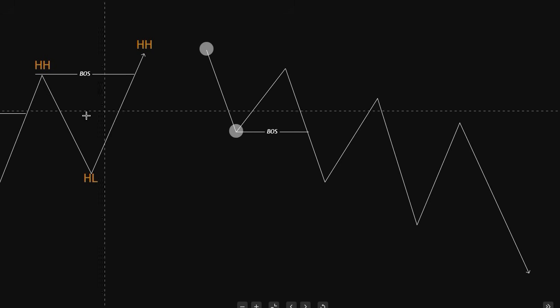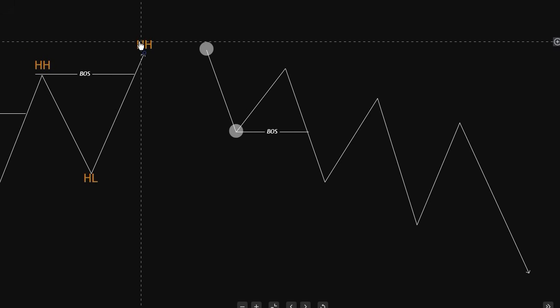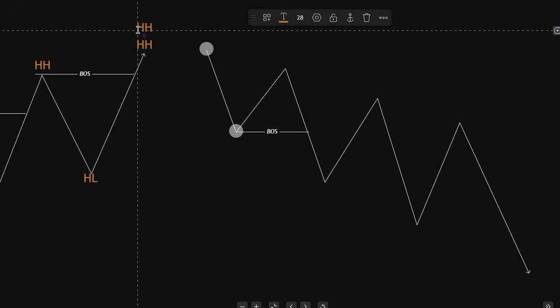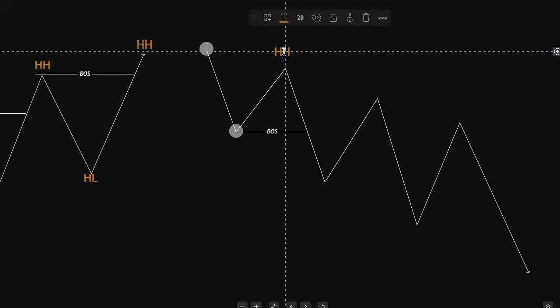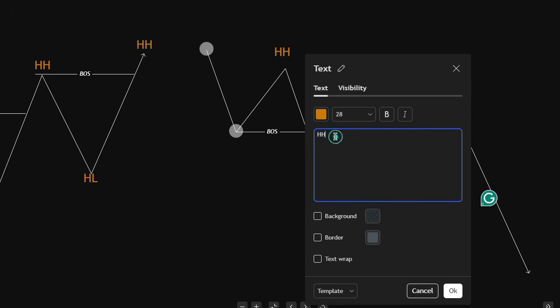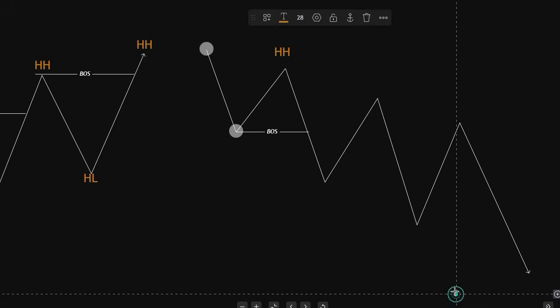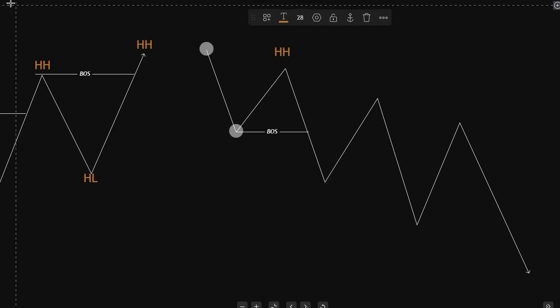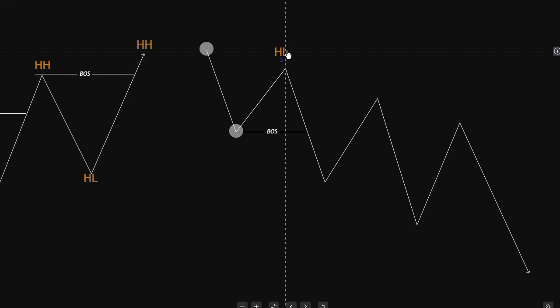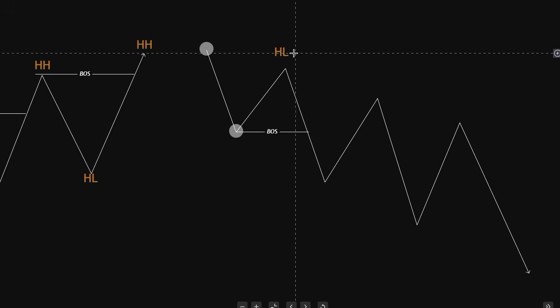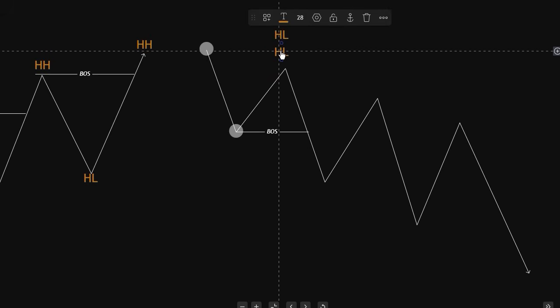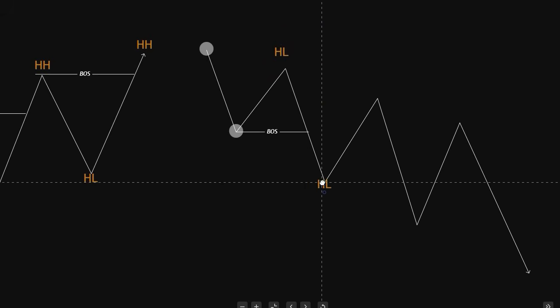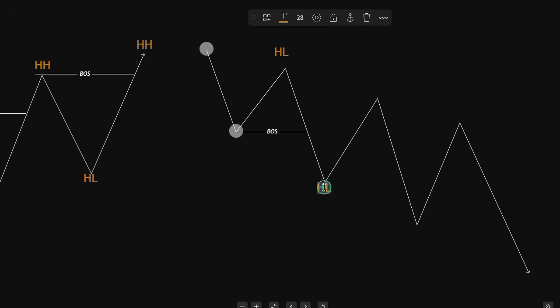So this is bearish. Now let me copy and paste this. So this is becoming a higher low. This time it's not a higher high, it's becoming a higher low, because the market has shifted to the bearish side. And then when we create this one here, it is actually not a higher high, this is a lower low, which is LL. So this is becoming a lower low.